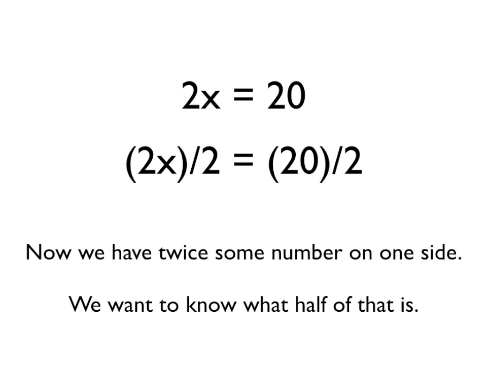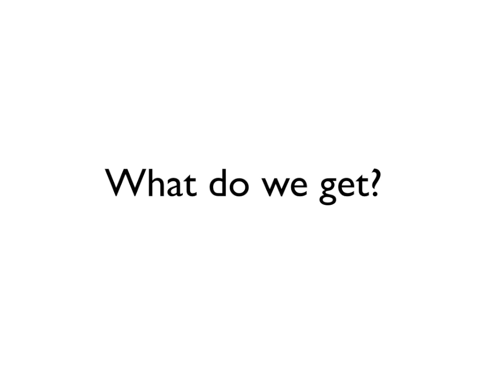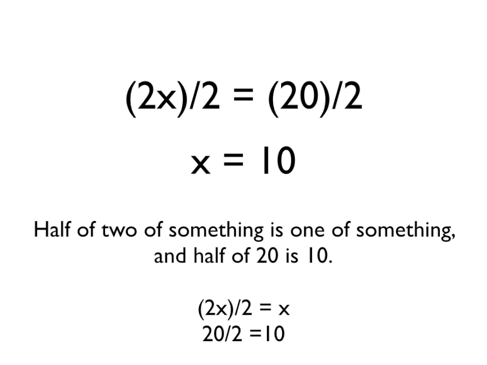So we got 2x equals 20. That means twice some number. Well, to get one of those numbers, we take half. If we have 2 of something, we take half, we get 1 of something. We're dividing by 2. When we do that, what do we get? Well, hopefully you got that. We get 10.